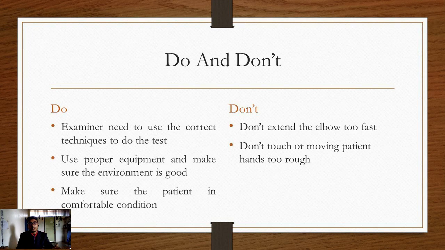So here's what you can do and what you cannot do during the special test. What you can do, the examiner needs to use the correct technique to do the test. Use proper equipment and make sure the environment is good. Make sure the patient is in a comfortable condition. What you cannot do during the test is extend the elbow too fast, and don't touch or move the patient's hands too roughly.